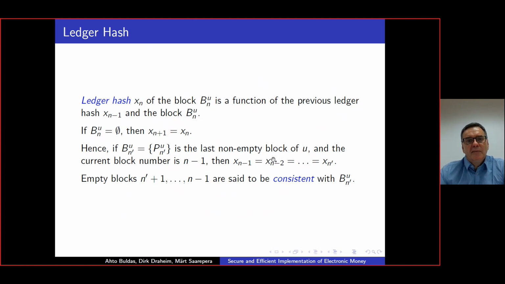And hence, if P_U' is the last non-empty block of U, and the current block number is n minus 1, then all those hashes should be equal. And we say that those empty blocks are consistent with the payment P_U'.